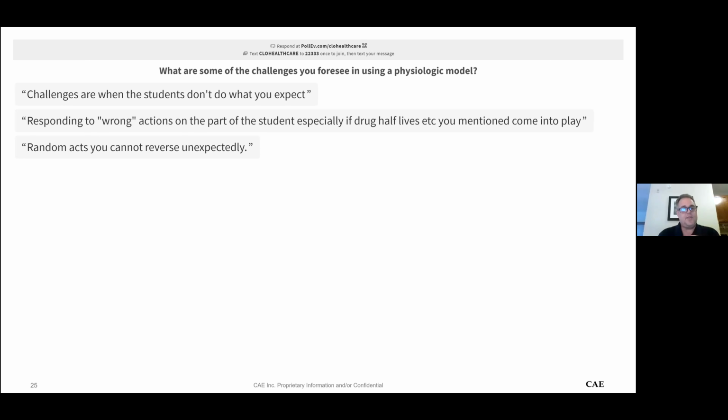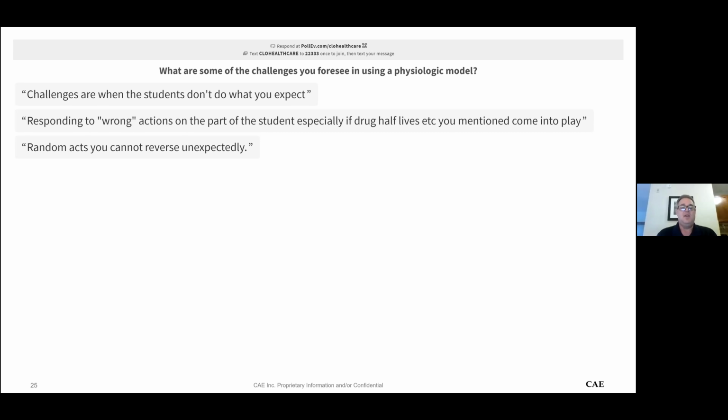I like the second one there, responding to wrong actions of a student, especially if drug half-lives, et cetera, come into play. And I think, Amar, one of the things that we model is drug half-life, but the other thing that we model is therapeutic index. I always find it interesting in medical education that we talk about therapeutic index and then we leave it, and then everything is half-life, half-life, half-life. And in reality, therapeutic index is really what we're looking for, right?